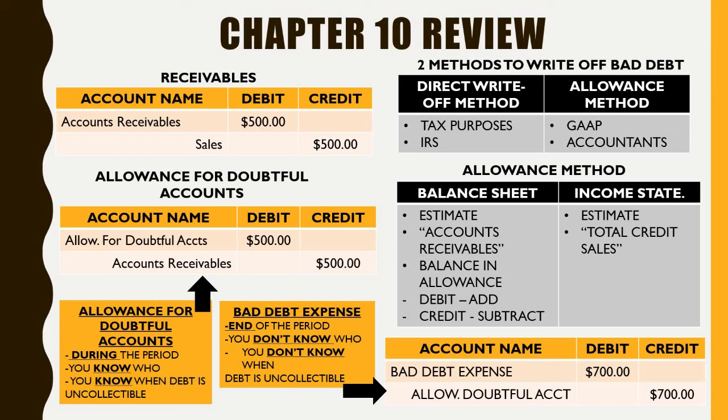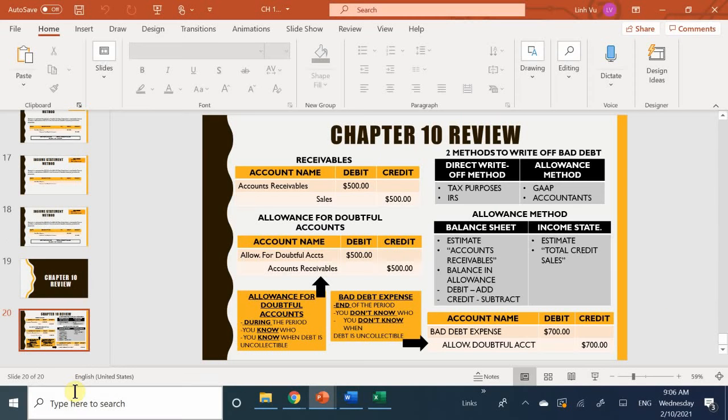So again, three things you need to know when it's the balance sheet method. You need to know the estimated amount, the word accounts receivable, and what balance there is in the allowance for doubtful accounts. If it's debit, you add. If it's credit, you subtract. Whereas on the income statement side, all you need to recognize is there's an estimated number and the words total credit sales. And of course, when we look at the journal entry, they're identical for both methods. You're still going to be debiting your bad debt expense and you're still going to credit your allowance for doubtful accounts. Okay. Any questions in regards to chapter 10.1?